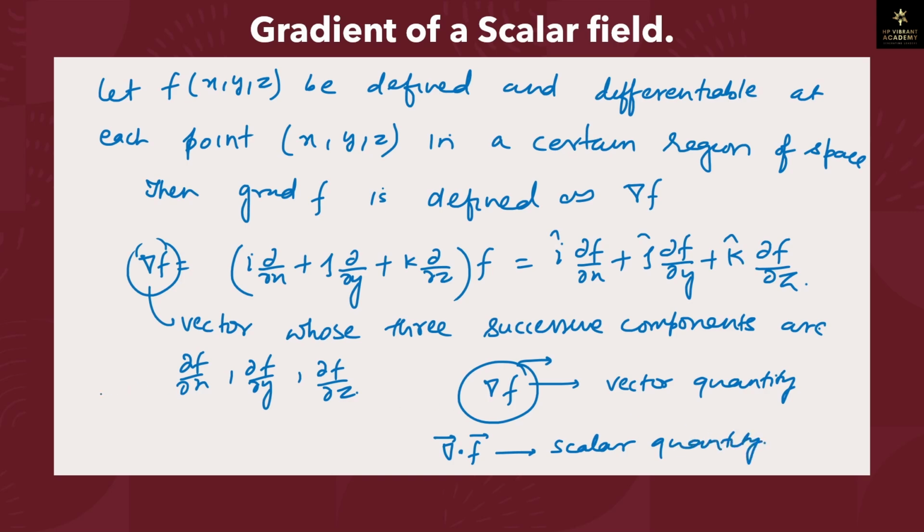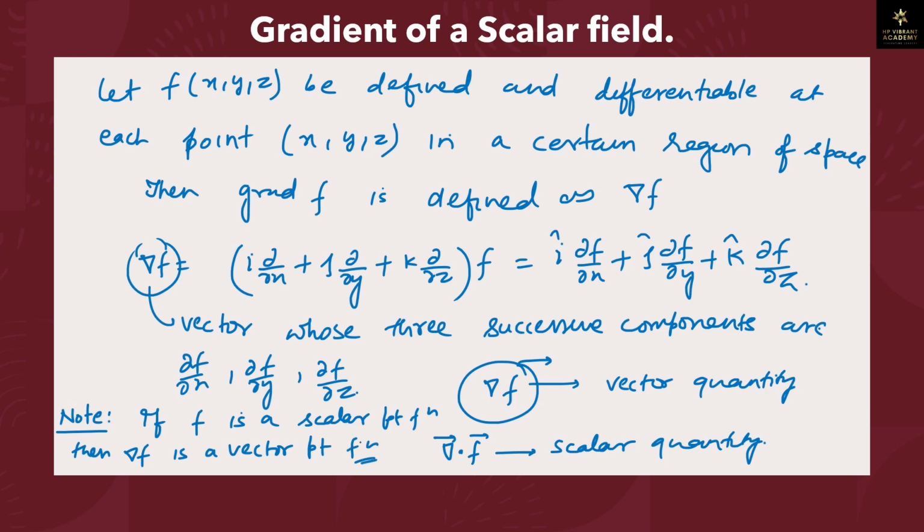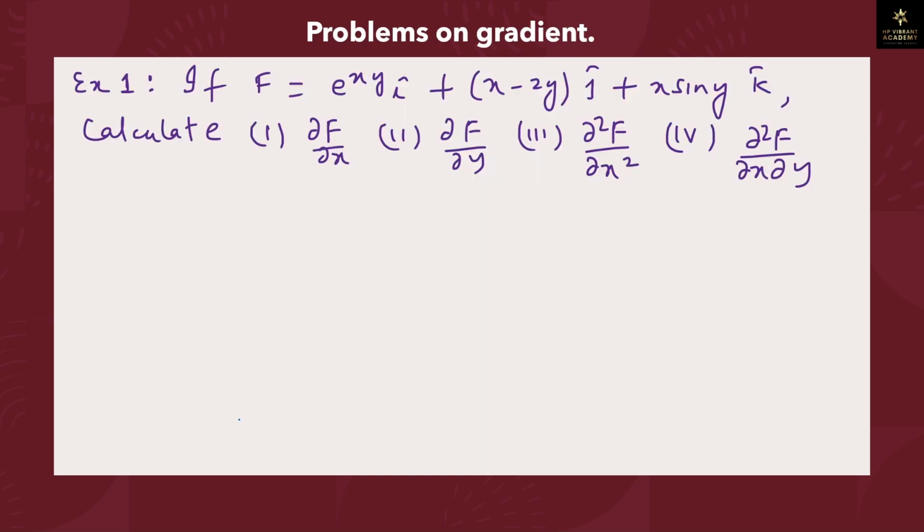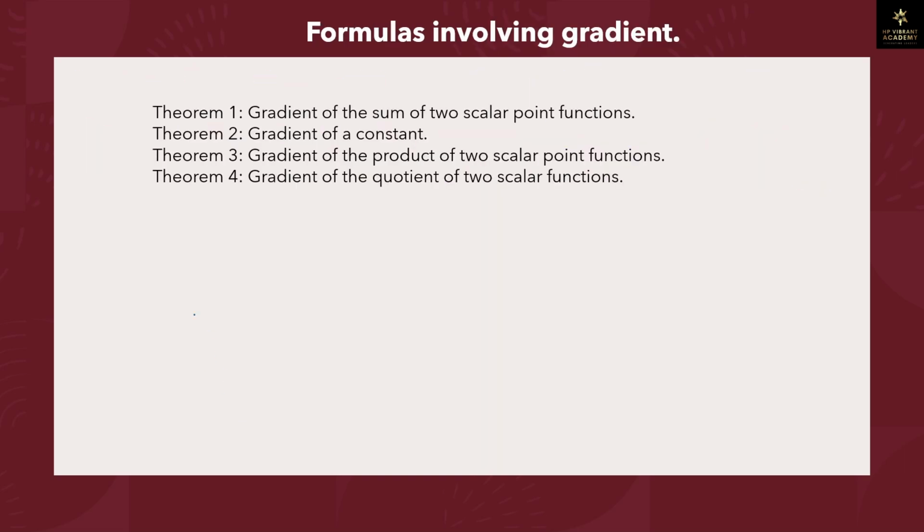Okay, so let us write down in note here: if f is a scalar point function, then del of f is a vector point function. Now let us discuss these theorems. Gradient of sum of two scalar point functions. Let us discuss one by one. This is theorem 1.